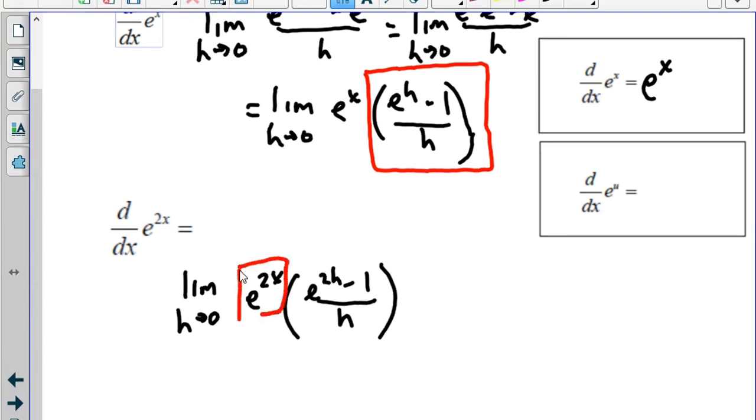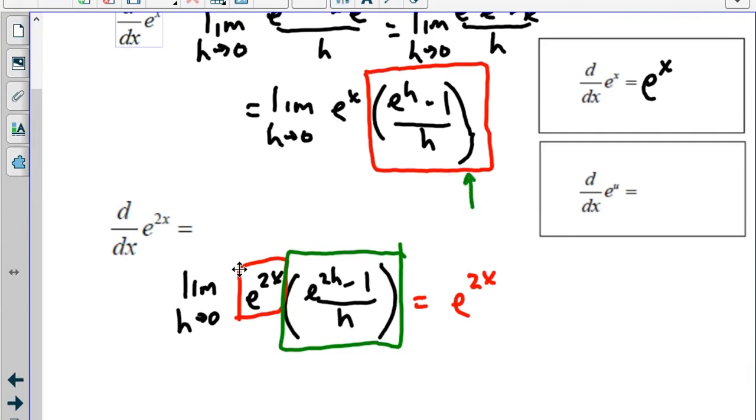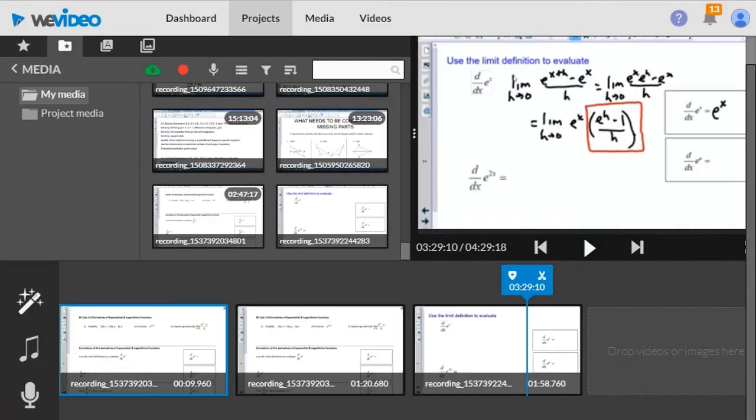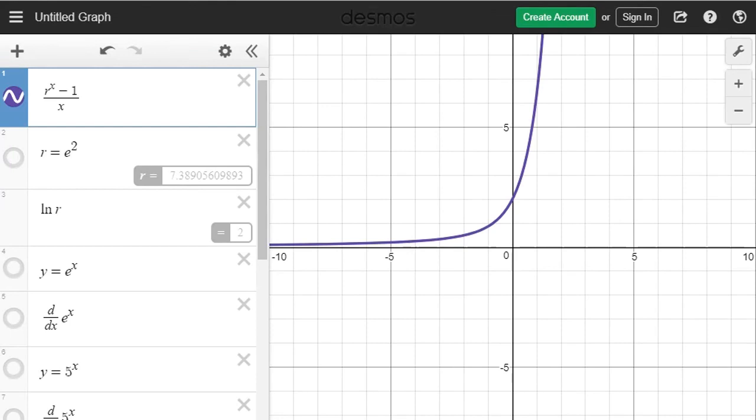So what we can see is we definitely have an e to the 2x in our answer for this derivative. The question is, what does this thing in the green box actually mean? And so we're going to take the limit as h approaches 0 of the same thing that we had up here, except there's a 2h instead of just an h. So let's analyze this. And if I replace that e with an e squared, and I appear to find out what the numbers are approaching, it appears the number is approaching 2 as we go towards 0.